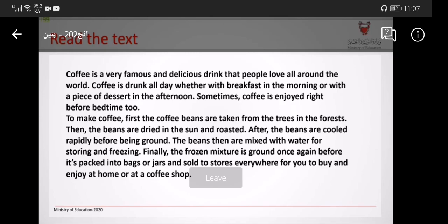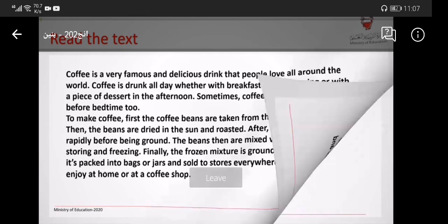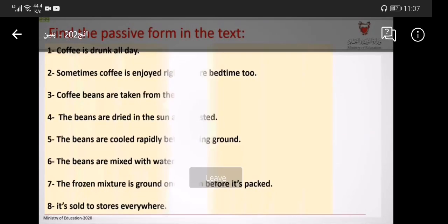Okay, let's check your answers. The first one is: coffee is drunk all day. Sometimes coffee is enjoyed right before bedtime too. Coffee beans are taken from the trees. The beans are dried in the sun and roasted.